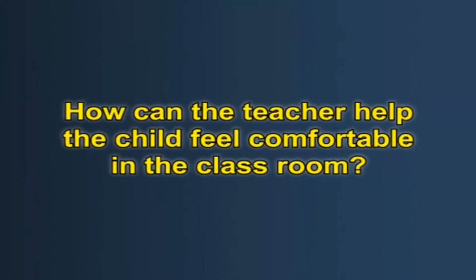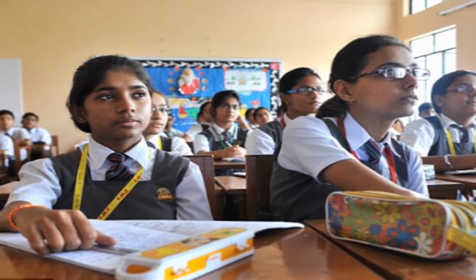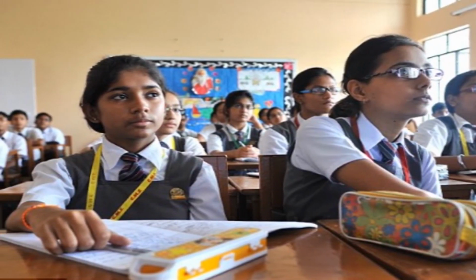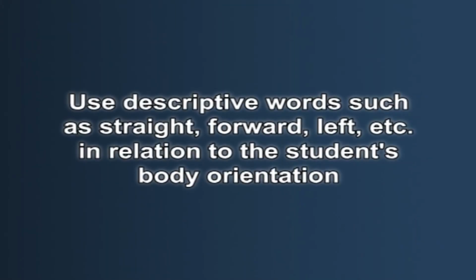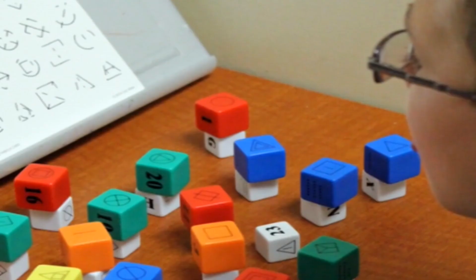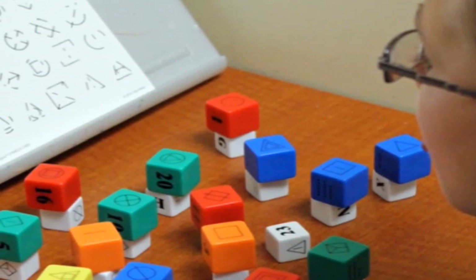How can the teacher help the child feel comfortable in the classroom? Introduce and address the student with visual impairment by name as you would any student. Seat the student away from glaring lights and preferably in front of the class. Use descriptive words such as straight, forward, left, etc. in relation to the student's body orientation. Be specific in the directions and avoid vague terms with unusable information such as over there, here, this, etc. Include the student with visual impairment in all activities.